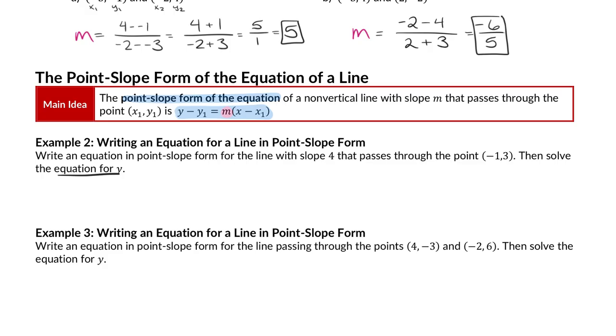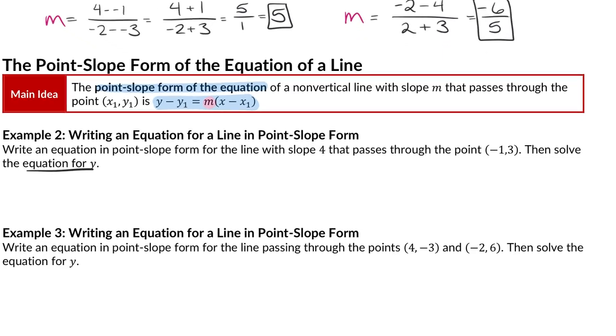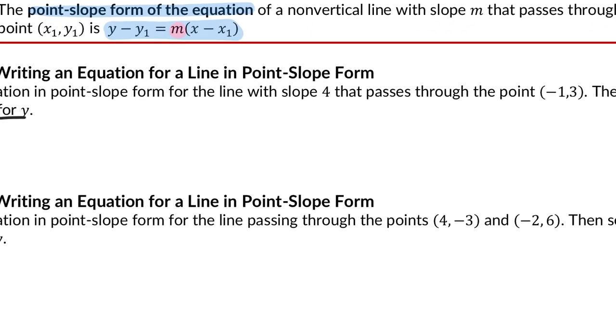So we do have a couple steps here. But if we look at this question, it says write an equation in point slope form for the line with a slope of 4, we need that number, that passes through the point negative 1 comma 3. Here's our point. We have a slope, we have a point. We take the blue formula and we fill it in.